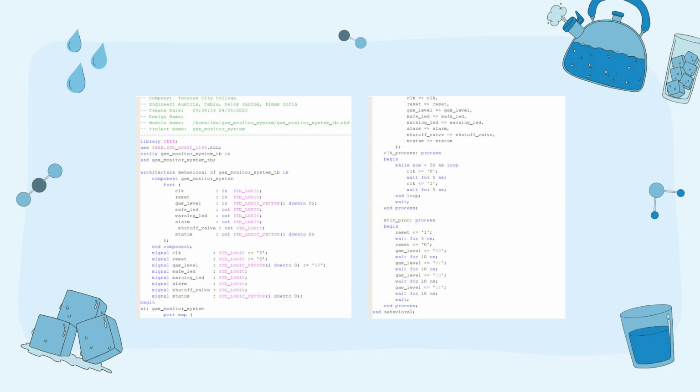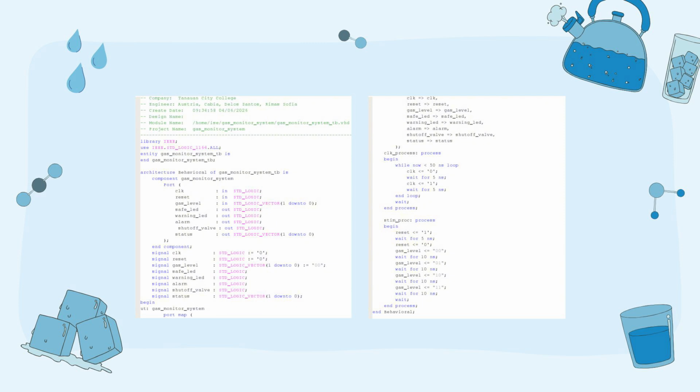The architecture behavioral contains the main logic of the system, which is implemented using a process block sensitive to the clock and reset signals. Inside the process, the system first checks the reset condition. When the reset signal is equal to 1, all outputs are set to 0. This ensures that the system starts in a safe and initialized state.